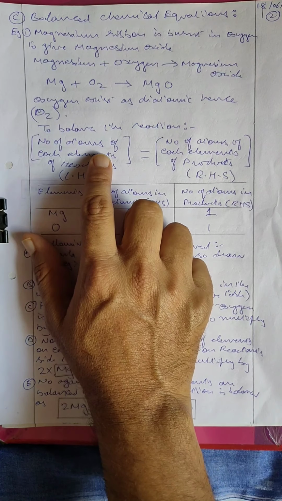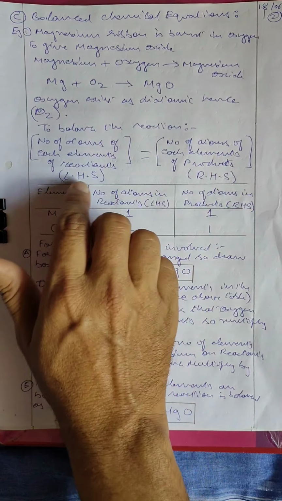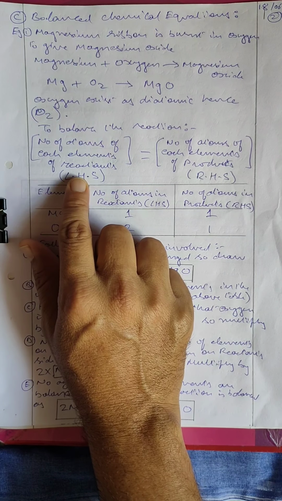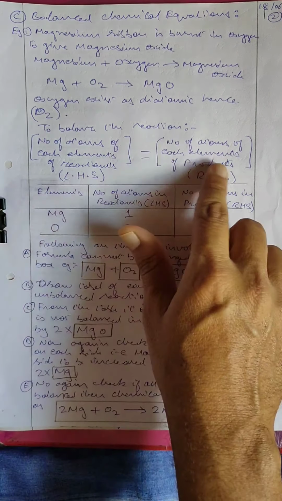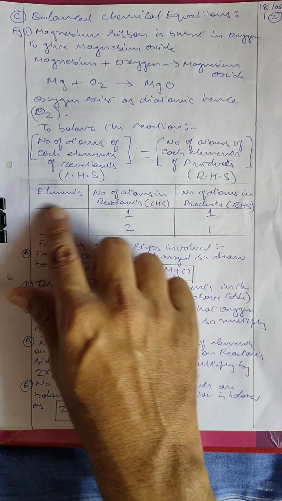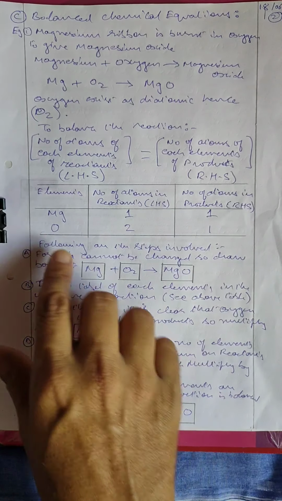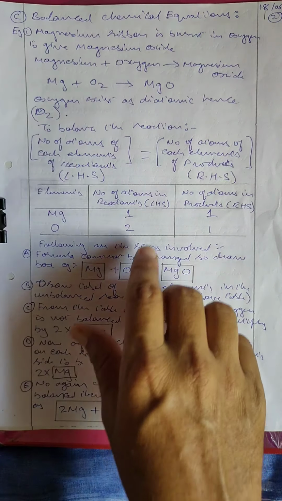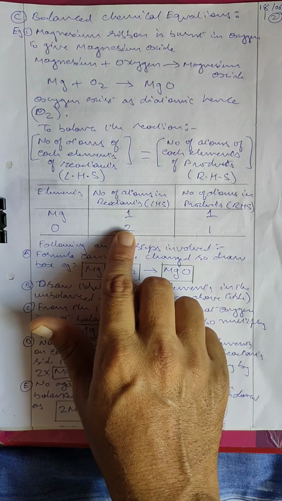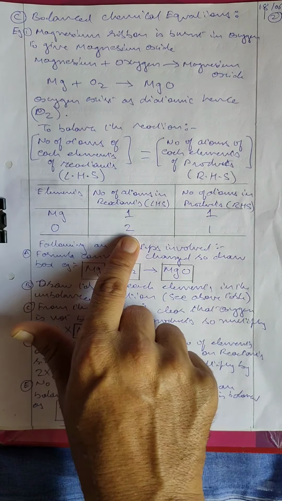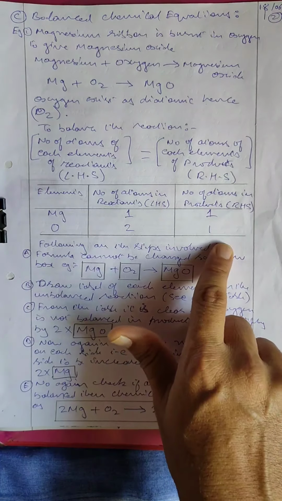To balance the equation, first of all we should know left hand side and right hand side. On the left hand side, the number of atoms of each element, that is the reactants, should be equal to the number of atoms of each element on the product or right hand side. So we need to make a table like this. The elements are magnesium and oxygen, only two elements on the left and right hand side. On the left hand side we have one magnesium and oxygen 2. On the right hand side we have one magnesium and oxygen 1.